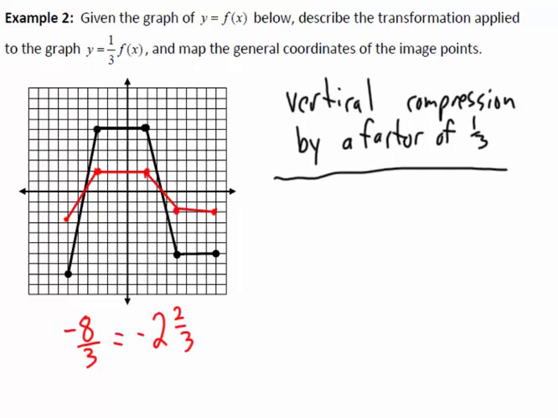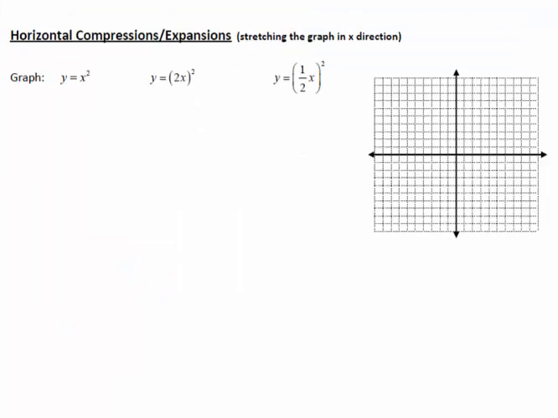So if we were mapping these general coordinates, originally points were at x, y. Now we've taken all the x coordinates, keep them the same, and take all the y values and multiply them by 1/3. Well, let's look at one last transformation, this time in the horizontal direction. In the horizontal direction, we're going to now compare to a function that we do know, the quadratic function, that parabola. So sketch yourself a parabola quickly there.